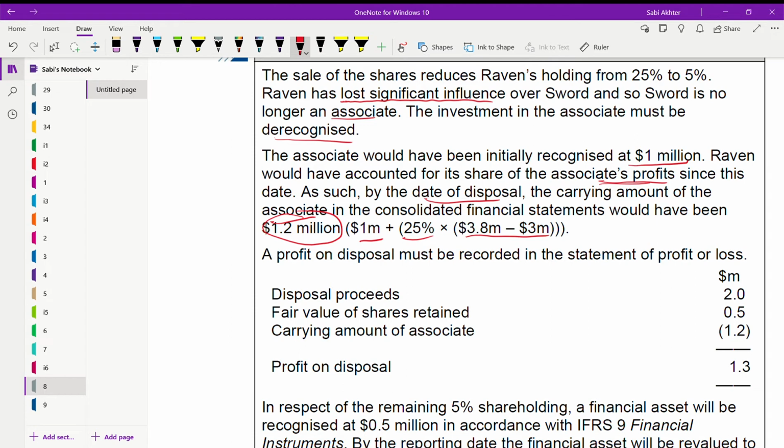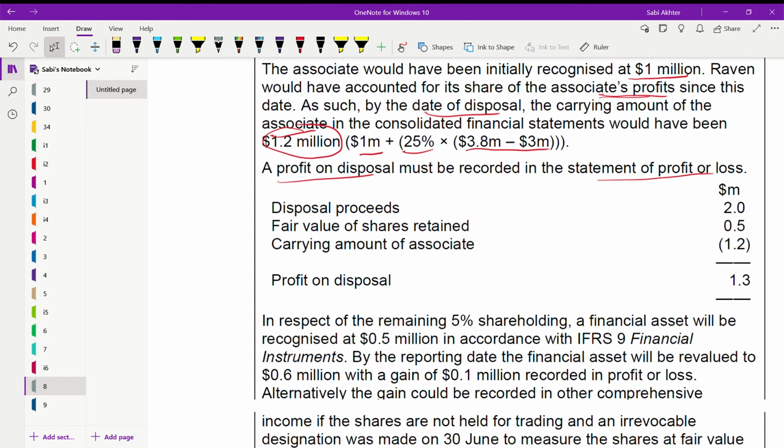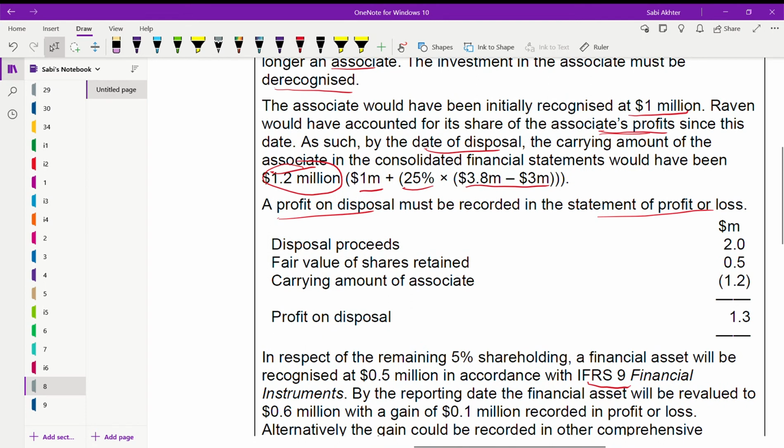Now you have to find the profit on disposal also, that you have to recognize in the statement of profit and loss. There are so many areas that you have to discuss. It's not just IFRS 9. IFRS 9 we also have to talk about, but let us first finish this. First de-recognize, and then recognize under IFRS 9. So when you're disposing it for 2 million, what about the fair value of the share that is retained, 0.5?